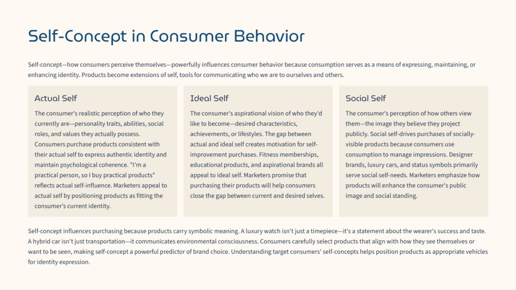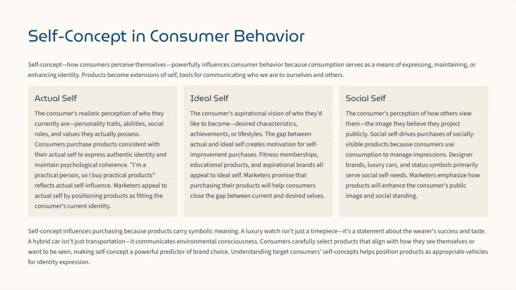This social self influences purchases of products that are visible to others, because consumers often use consumption to manage their impressions. Think about designer brands, luxury cars, or status symbols. These primarily serve social self-needs. Marketers often emphasize how their products can enhance a consumer's public image and social standing.